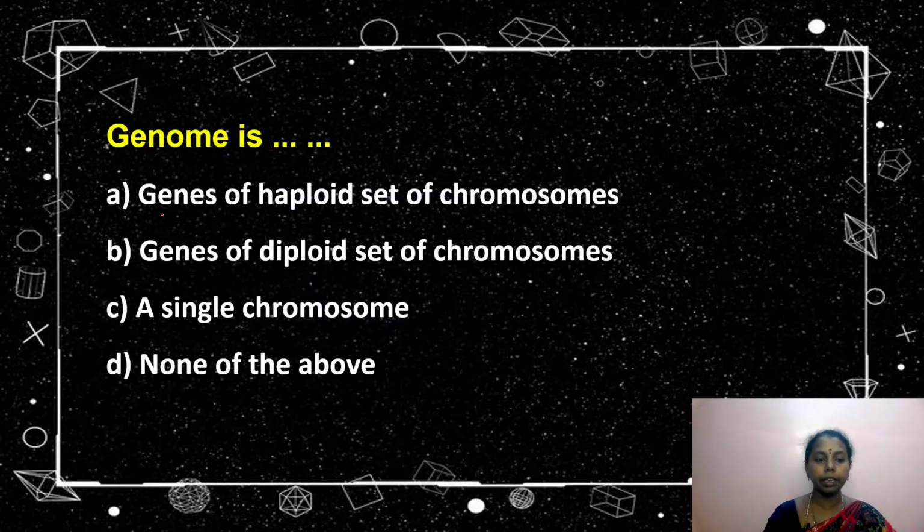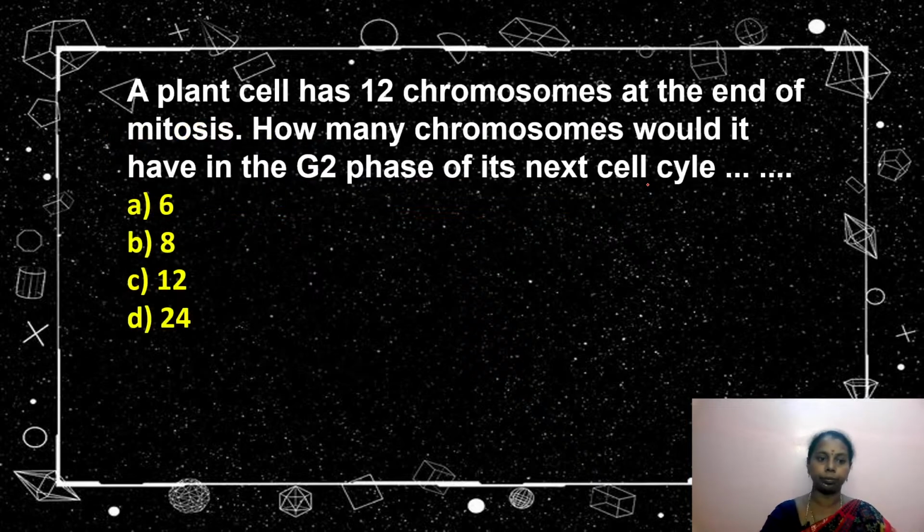Genome is nothing but, yes, many of you have answered, it is the genes of a haploid set of chromosomes. That is the correct answer. Genome is nothing but genes of a haploid set of chromosomes. Let us see the next question. A plant cell has 12 chromosomes. At the end of mitosis, how many chromosomes would it have in G2 phase of its next cell cycle?